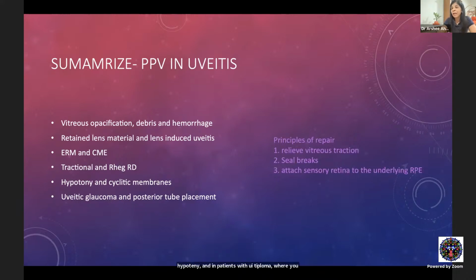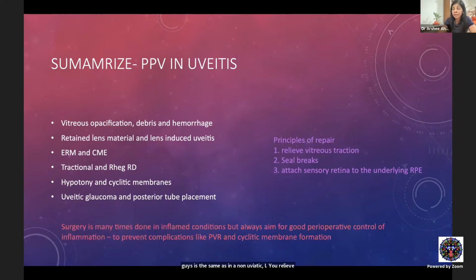So the principle of repair even here in these uveitic eyes is the same as in a non-uveitic eye. You relieve the traction, seal the break, and attach the sensory retina back to the RPE. But an important word here, sometimes we may not be really able to prepare the eye for surgeries. It could be a surgical emergency, for example, in a patient with ARN.